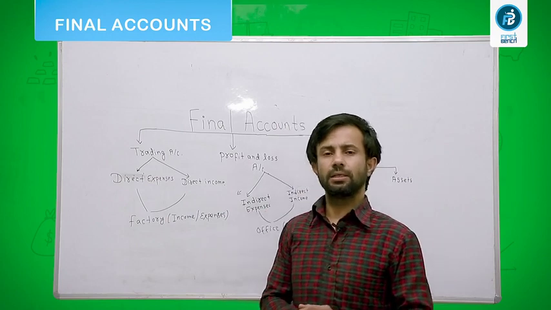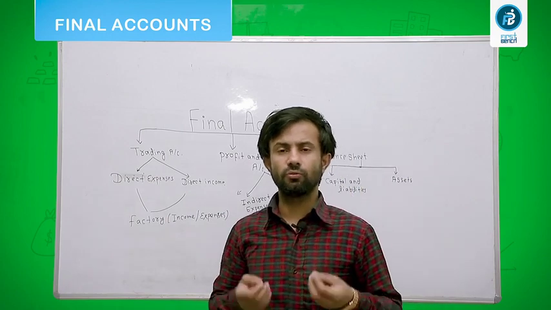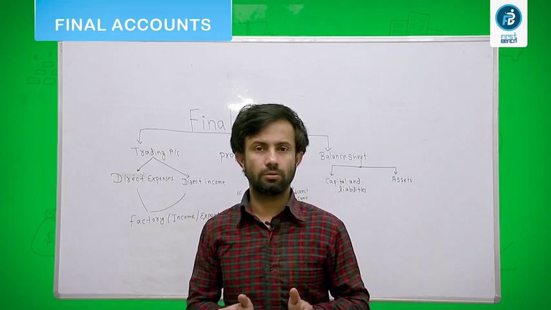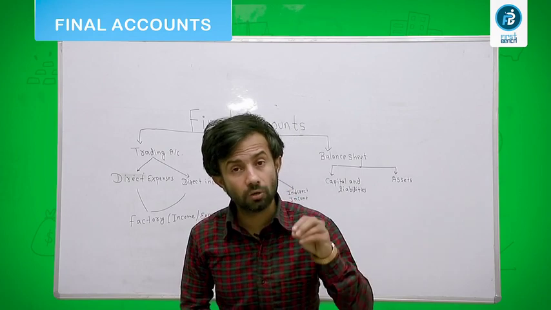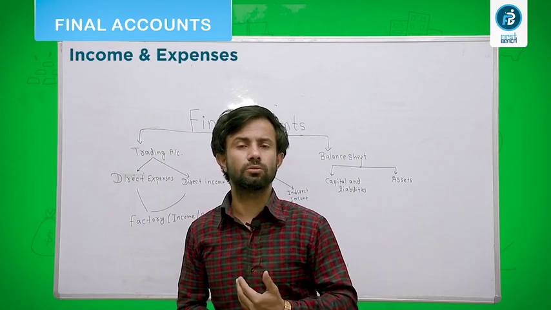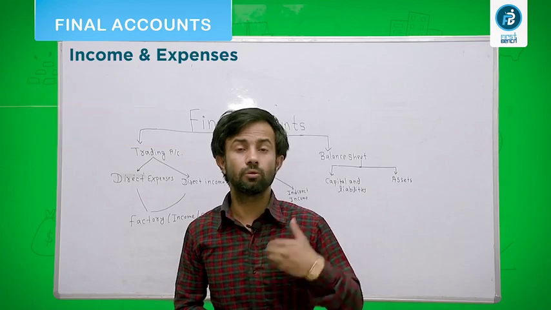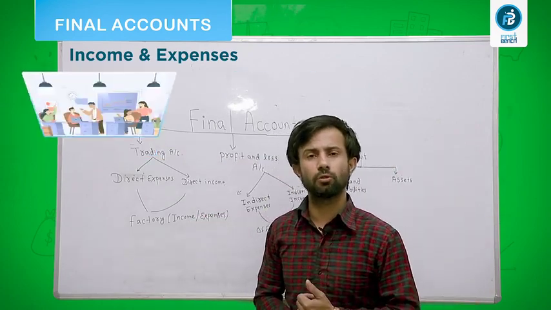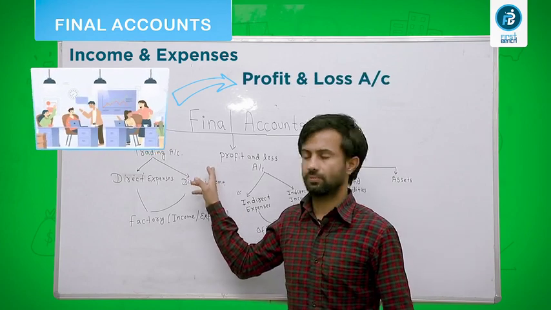Profit and loss account is the account that is related to the factory? No. That is the trading account. It is related to the office. So the income and expenses that are related to the factory go to the trading account. The income and expenses that are related to the office go to the profit and loss account.